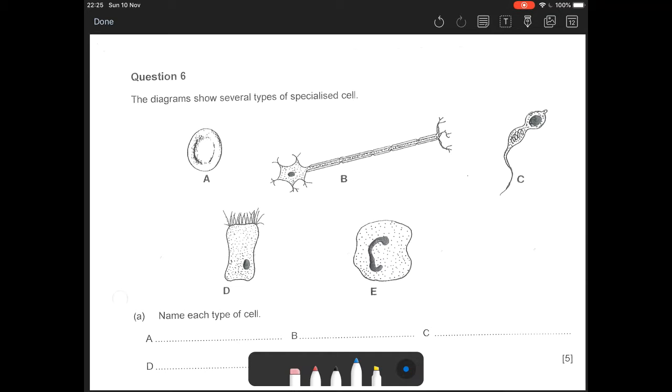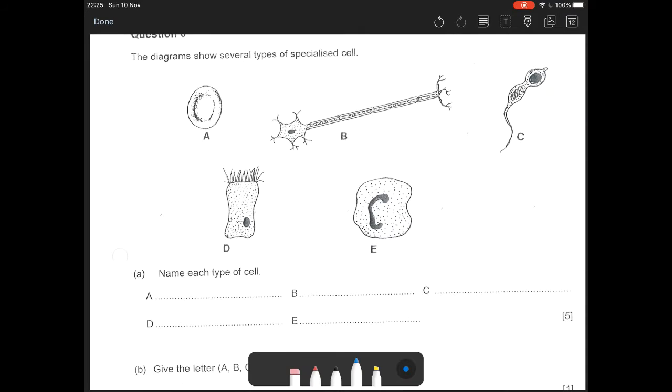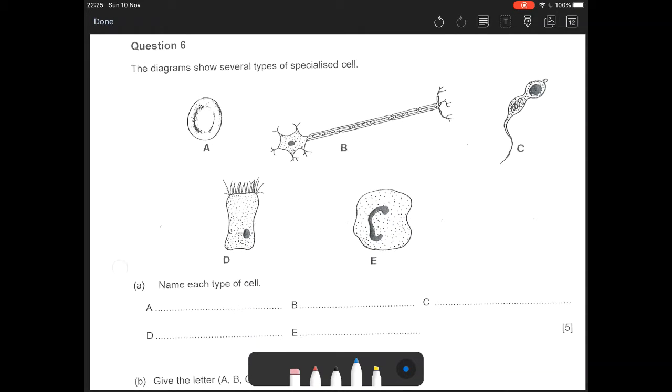Last couple of questions. Last few questions, I think, actually. Need to recognise all these types of cells. We're just going to go through. We have to label each one of them.